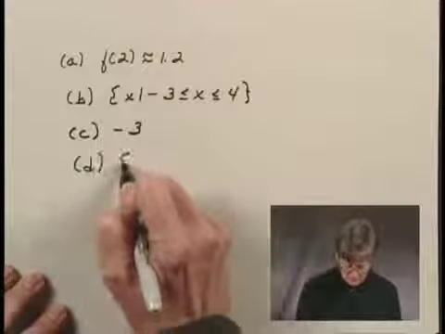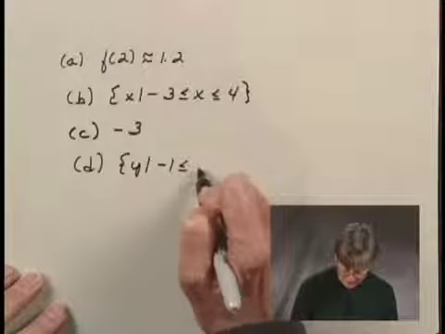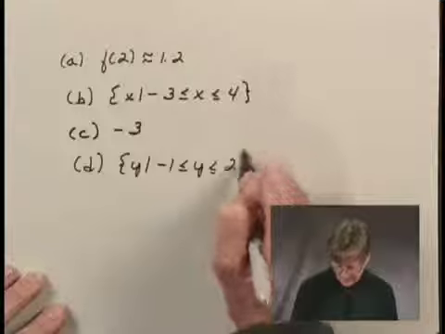So that tells us that the range is the set of all y such that -1 is less than or equal to y and y is less than or equal to 2.